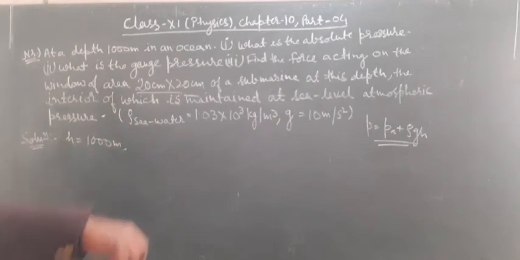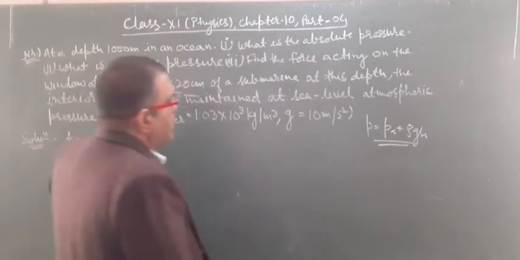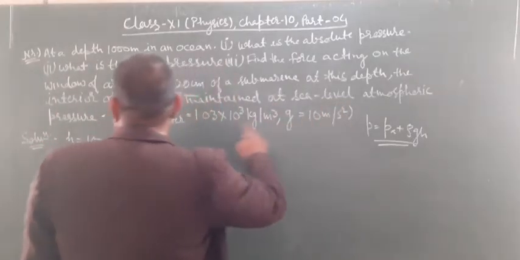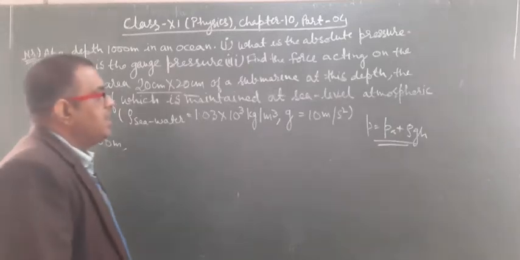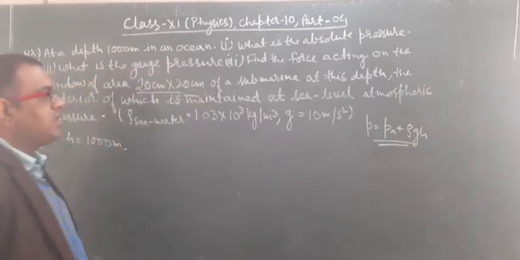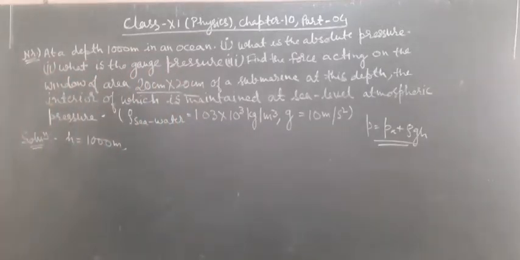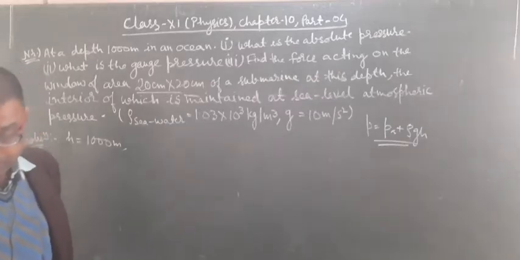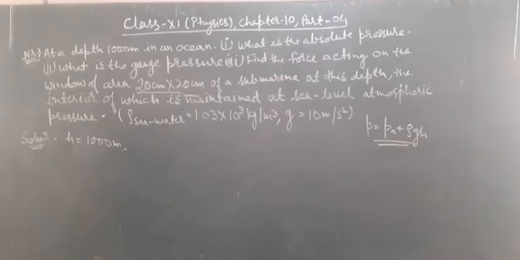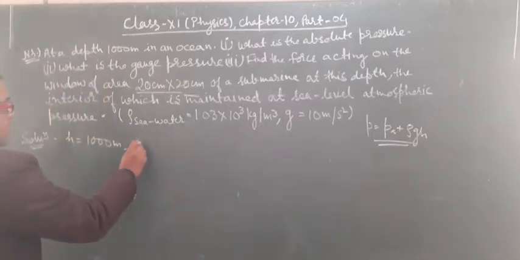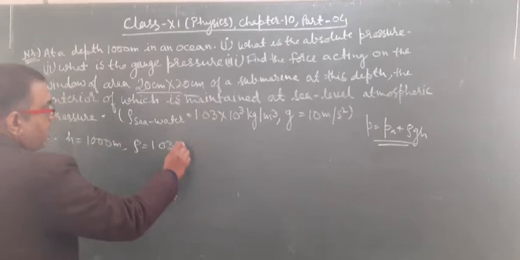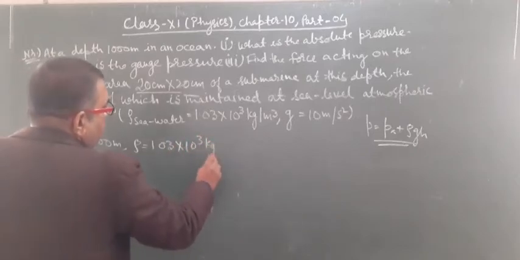A submarine is inside the sea water, the interior of which is maintained at the sea level atmospheric pressure. The interior of which is maintained at sea level atmospheric pressure means whatever the pressure inside the submarine, it is maintained at atmospheric pressure Pa. The density of sea water is given, so rho is equal to 1.03 into 10 to the power 3 kg per meter cube.